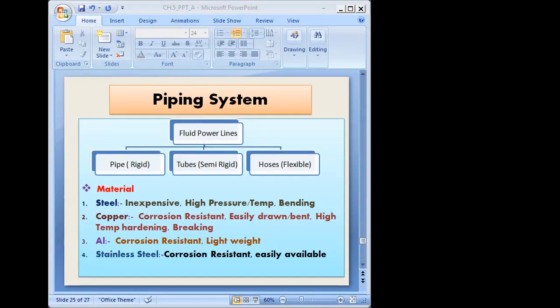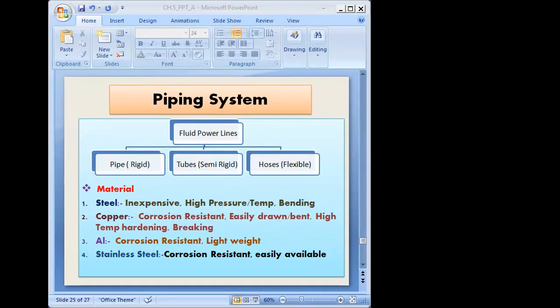Another material is copper. Again, these pipes and tubing are sometimes used for fluid power lines. Copper has high resistance to corrosion, and copper can be easily drawn or bent. Due to that feature also copper is used. Along with this, copper has one more feature, high temperature hardening, that means a tendency to harden and break due to stress and vibration.